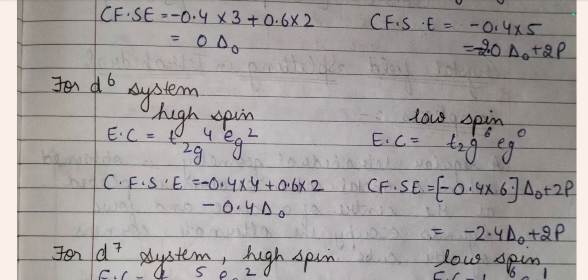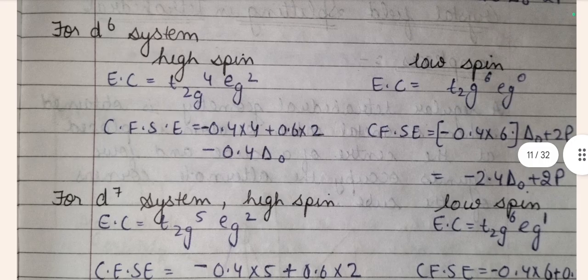For a d6 system, high spin, the electronic configuration is t2g4 eg2. The CFSE is equal to minus 0.4 into 4 plus 0.6 into 2, which is equal to minus 0.4 delta naught. For low spin, the electronic configuration is t2g6 eg0. The CFSE is equal to minus 0.4 multiplied by 6 plus 2 pairing energy, so it is equal to minus 2.4 delta naught plus 2 pairing energy.